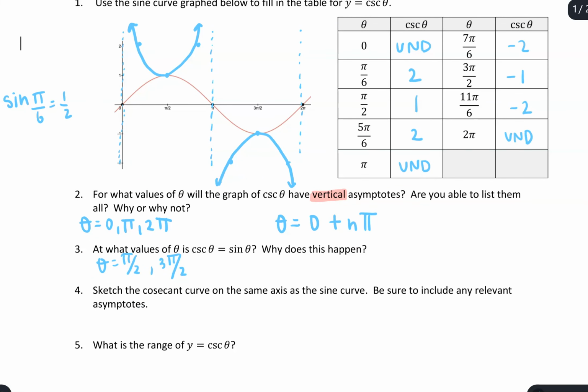So what is the range of y equals cosecant of theta? Remember, what is the range of sine? Negative 1 to 1. So what is going to be the range of cosecant? It's not going to be defined anywhere between negative 1 and 1, right? So if you look at it, it's going to go from negative infinity up to negative 1. Good job. And then from 1 to positive infinity. Good deal.